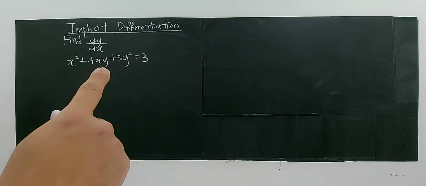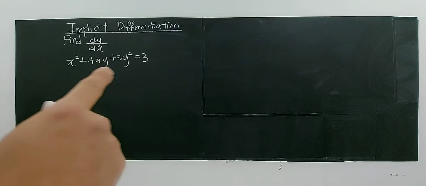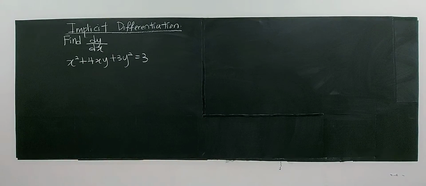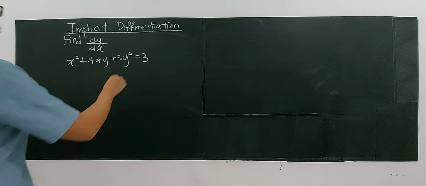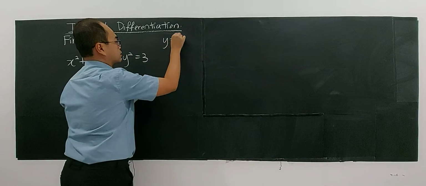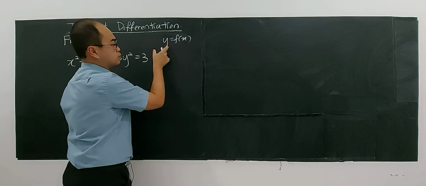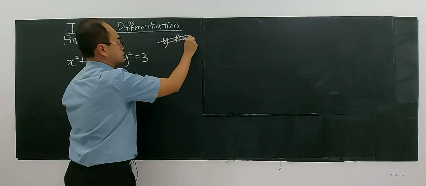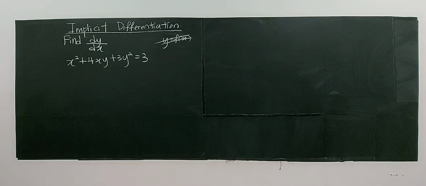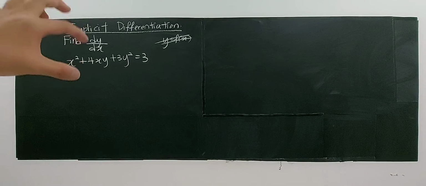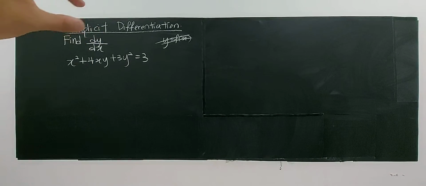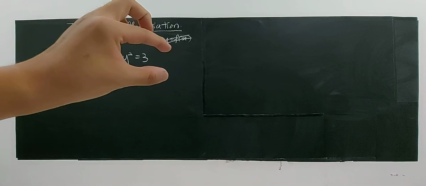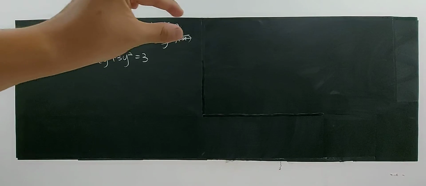If you try very hard to separate the y, meaning the y on one side and the x on the other side, you cannot. It is very hard to express in the form y equals f(x). Explicit means all in terms of x on one side and y on the other. So this is called an implicit function. That's why we need to differentiate this type of function, and we name it implicit differentiation.